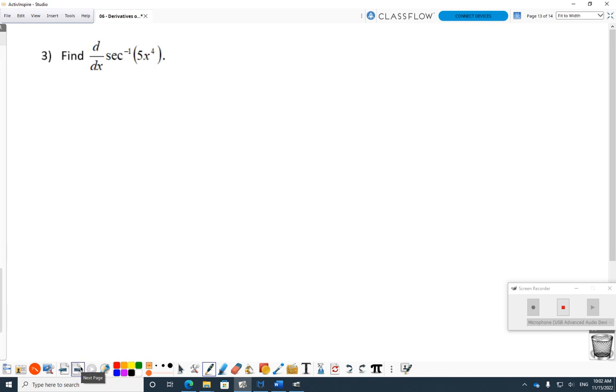Derivative of secant inverse of 5x to the 4th. Okay, so derivative of secant inverse. Where is it? Look on my list. Secant inverse: 1 over absolute value of what? The derivative says whatever's inside, and the inside is 5x to the 4th. And then square root x squared minus 1. Not x squared, 5x to the 4th minus 1.